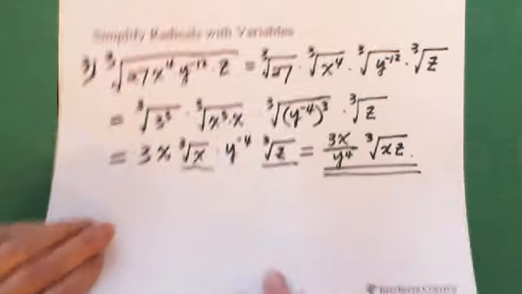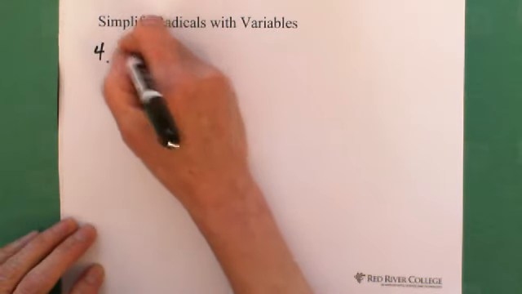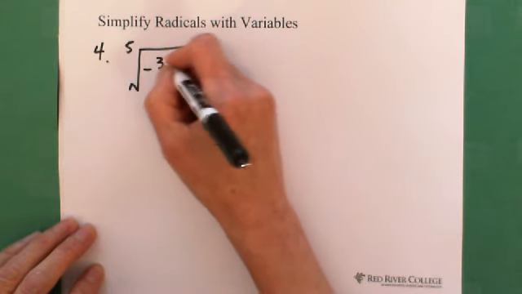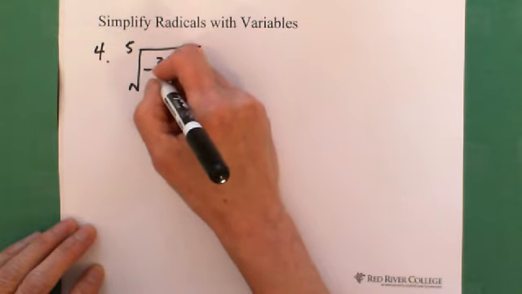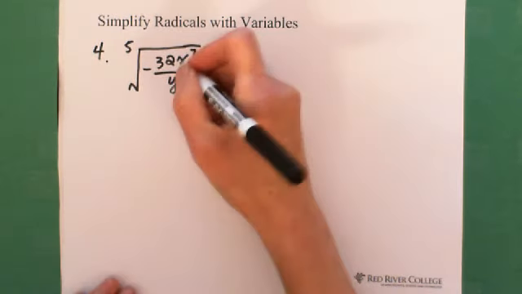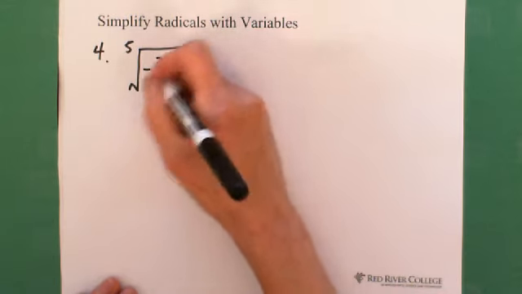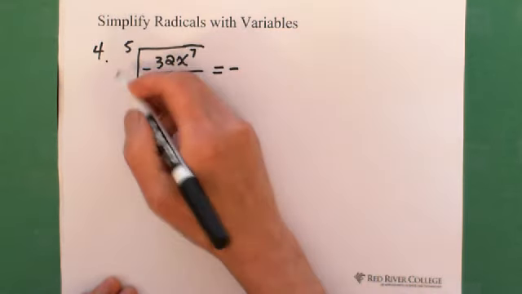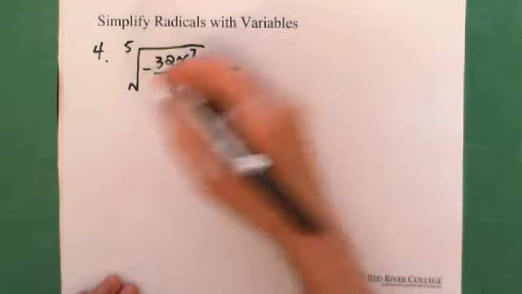Question 4 I'd like to show you is with a fraction. So 5th root, inside the radical is negative 32 x to the 7 exponent, and on the denominator is y to the 4 exponent. Because 32 is multiplied by x to the 7 and divided by y to the 4, all this is one term. First of all, we move the negative in front because this is an odd radical index, so the negative moves outside.